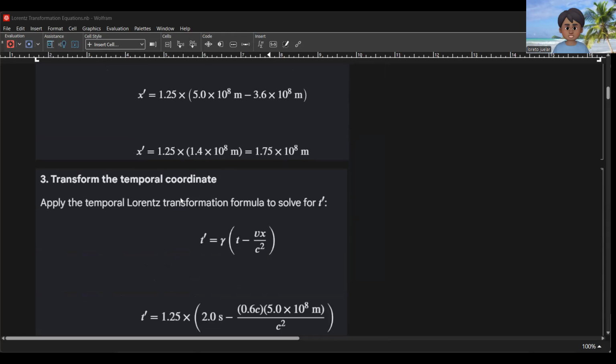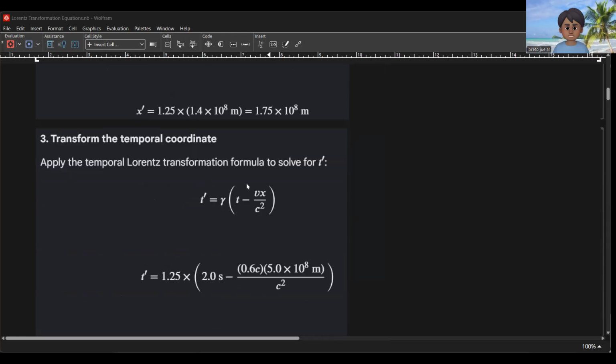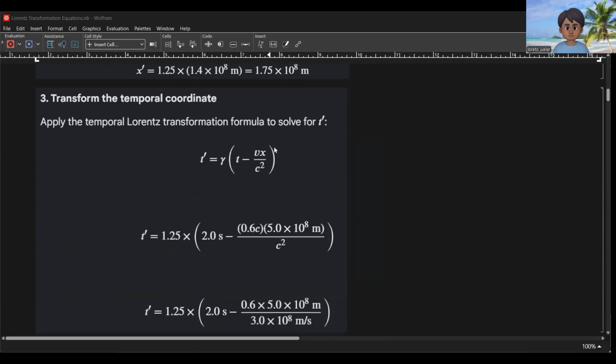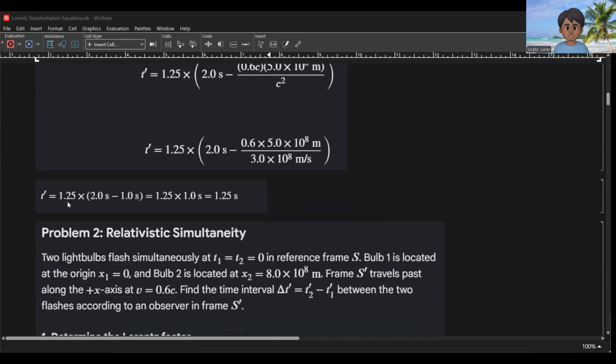So transform the temporal coordinates. Apply the temporal Lorentz transformation formula to solve for t prime. So here's the formula. We substitute 1.25 for the Lorentz factor, and the time here is 2.0 seconds. The given speed here is 0.6 of the speed of light, and x here is 5 times 10 to the 8 meters, over c squared. So by substitution, we have t prime equal to 1.25 seconds.